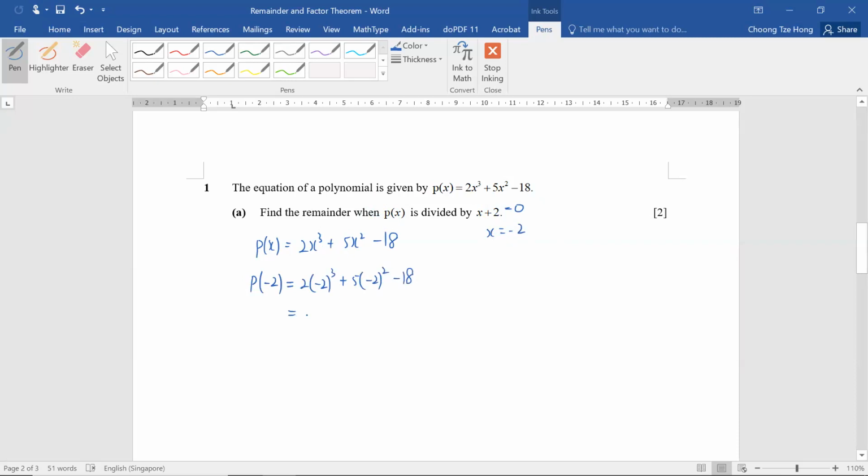Over here you will get negative 16 plus 20 minus 18. So 4 minus 18, negative 14. So the remainder is going to be negative 14. So this itself is the remainder already. You can write it like this: remainder equals p(negative 2) equals this.